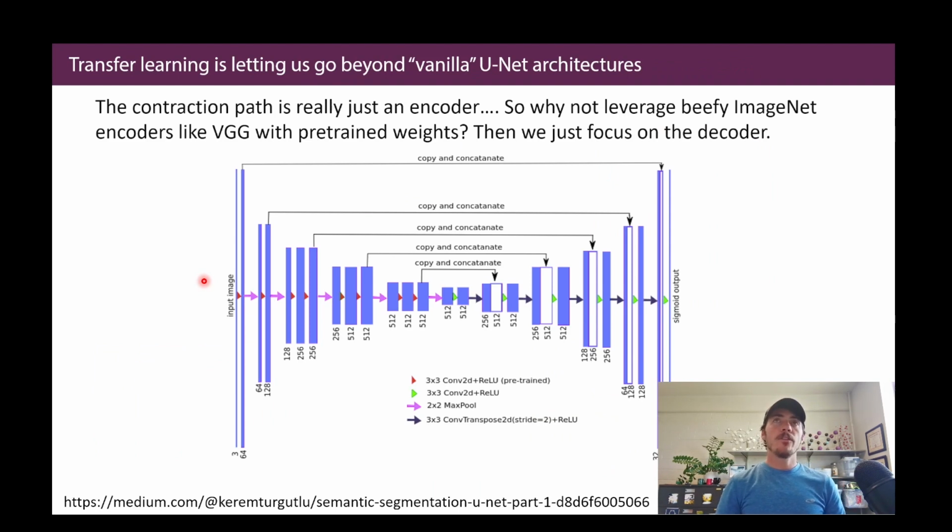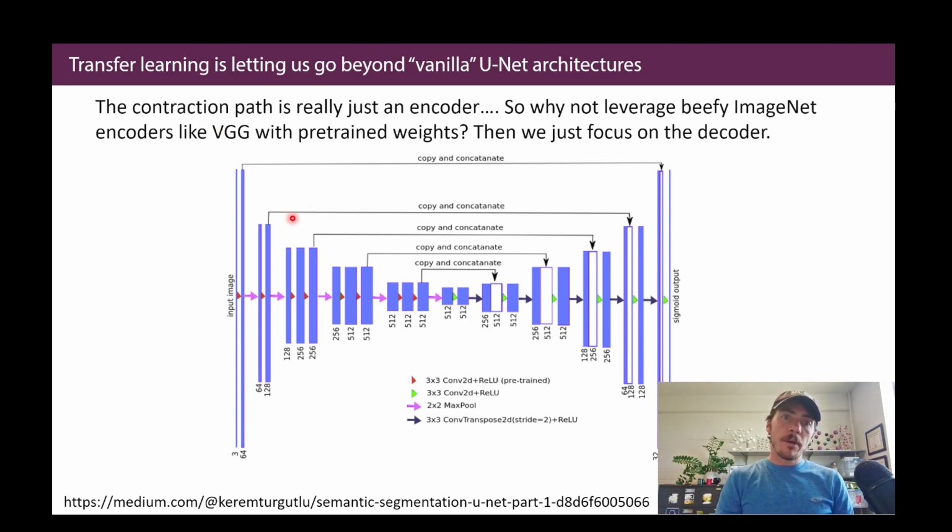And then the other thing that we're seeing in the literature is that it's also possible to do transfer learning that lets us go beyond the so-called vanilla UNet architectures. So what do we mean? Where would we use transfer learning? Well, the idea is this, right? This contracting path, this first part here, they're not actually showing it in the typical U shape. They're showing it linear, but it's the same architecture.